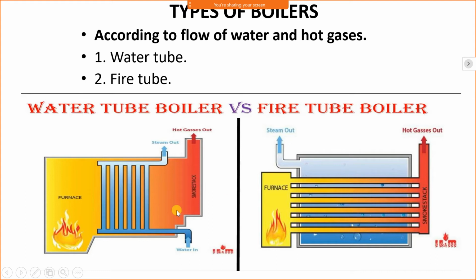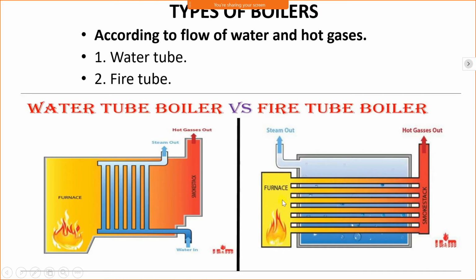Now here you can see in the water tube boiler, these are the tubes. Through the tube water is flowing, and these tubes are surrounded by the flue gases. Therefore, the heating surface area is very large. If we want more steam to be produced, we can increase the number of tubes. If the number of tubes is increased, the heating surface area increases, and as the heating surface area increases, the steam generation increases.